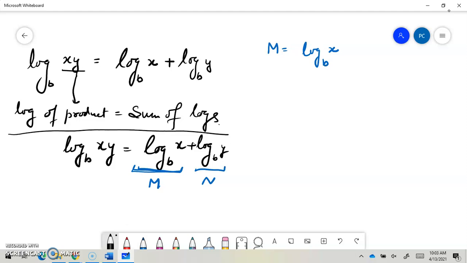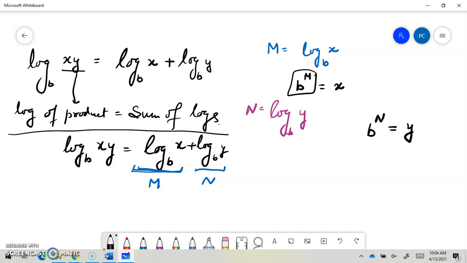By definition, what does that mean? b should be raised to m to get x, right? Similarly, we are saying that log of y with base b is equal to n. What does that mean? That by definition means b should be raised to n to get y. Okay, so x is equal to b raised to power m and y is equal to b raised to power n.